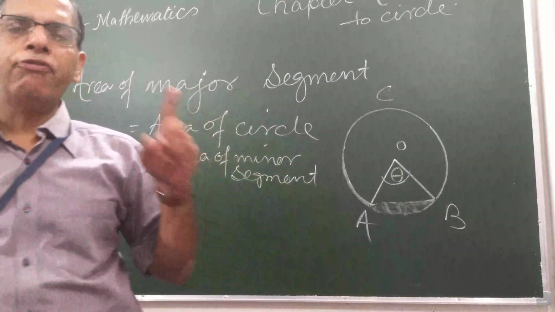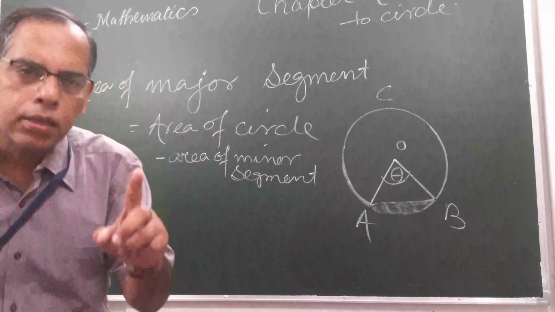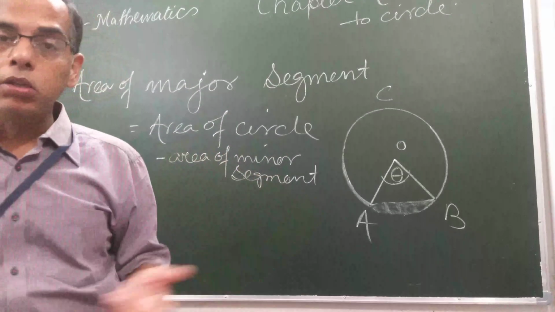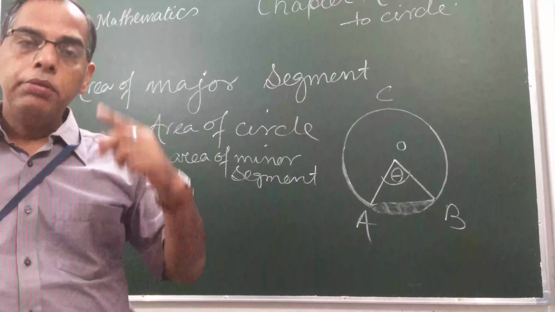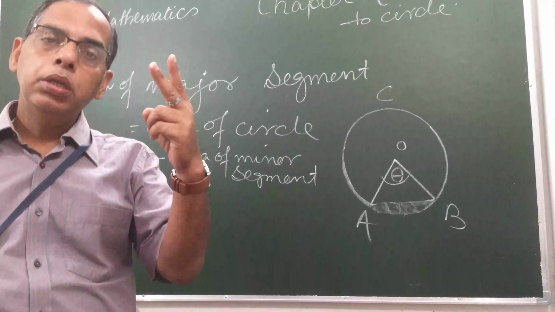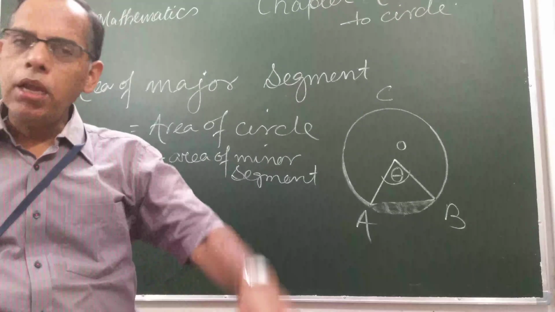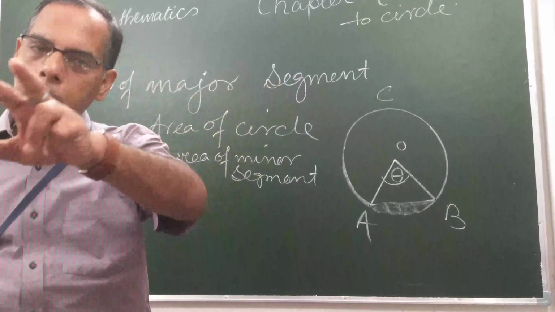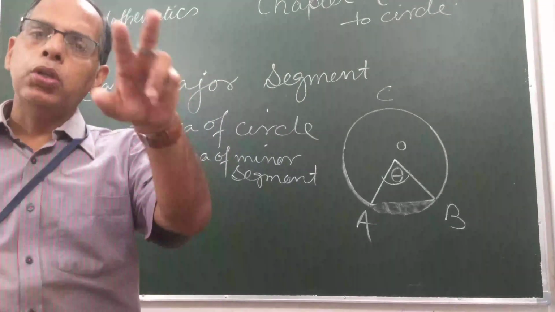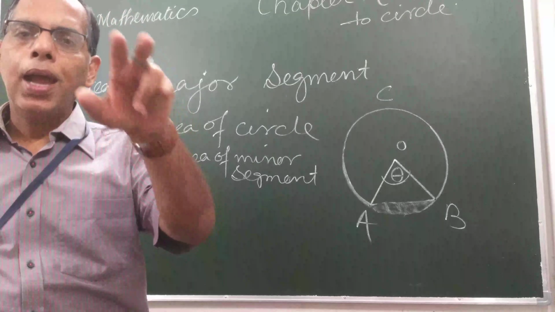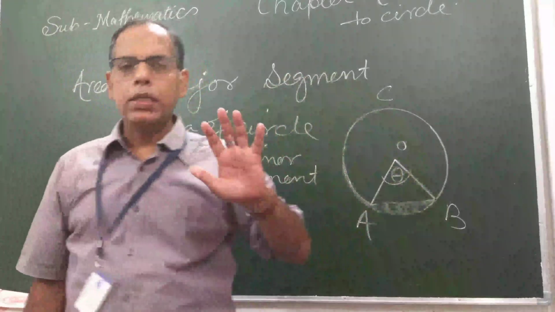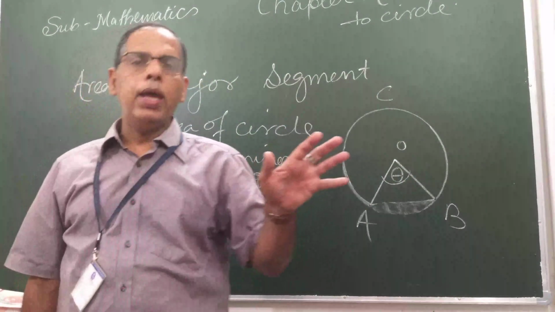So what are the formulae? First one, arc length, where you can find out three different things. Next is area of the sector, where you got two: major sector and minor sector. Then area of the segment, where you also got two: minor segment and major segment. So these are more or less the formulae.